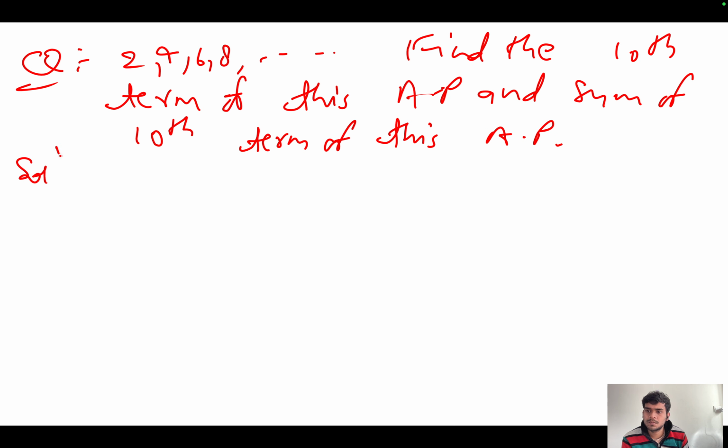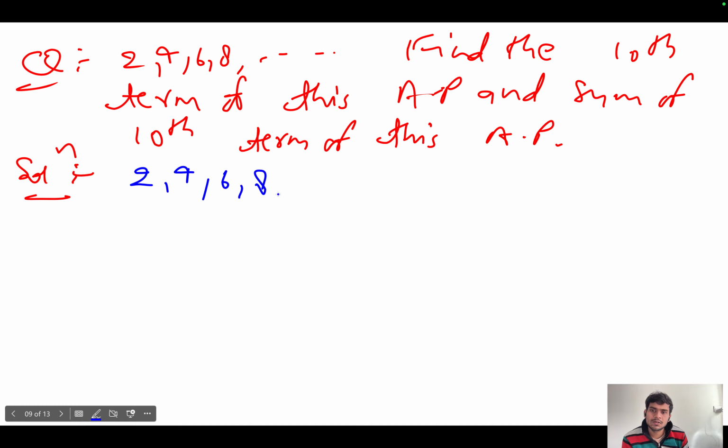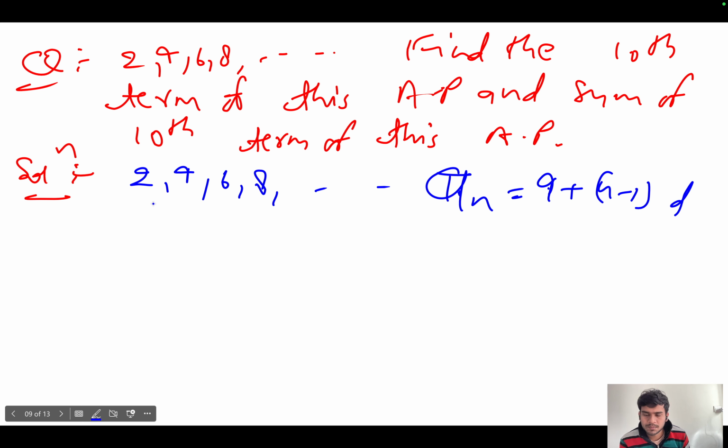Now we need to solve it. 2, 4, 6, 8. So what will be the formula for the nth term? an is equal to a plus (n minus 1) into d, where a is the first term and d is the common difference. So we need to find d. d is 4 minus 2, that is 2. As you can see, in each term we are adding 2: 2 plus 2 is 4, 4 plus 2 is 6, 6 plus 2 is 8. So d is 2, and here n is equal to 10 and a is equal to 2.